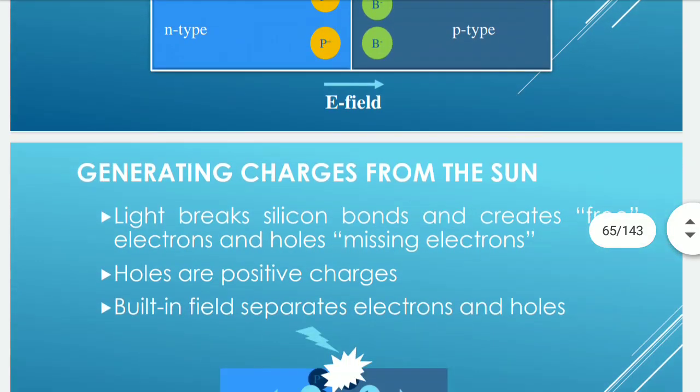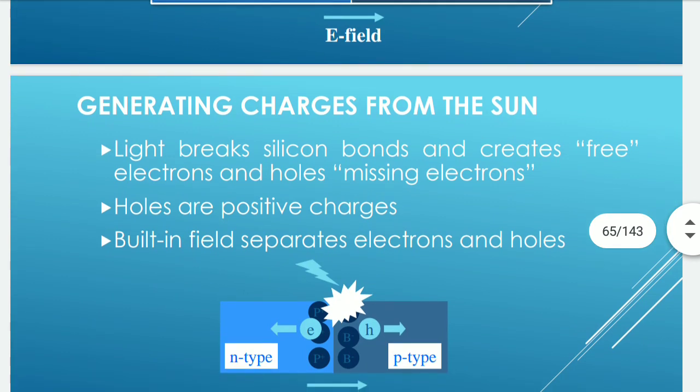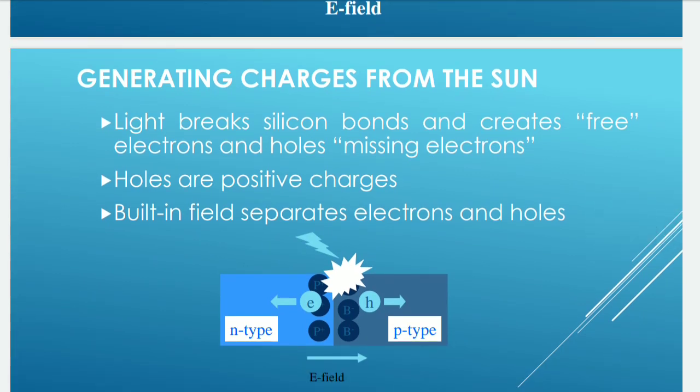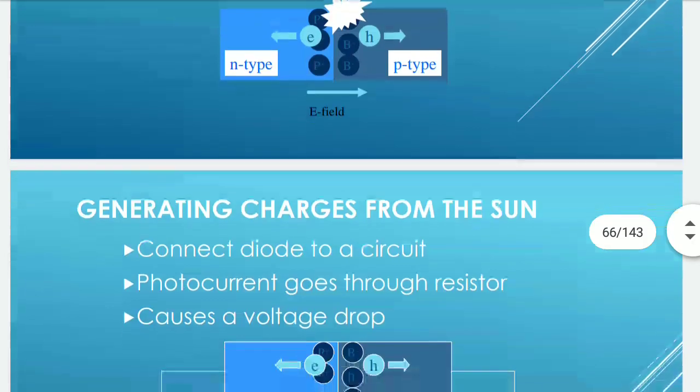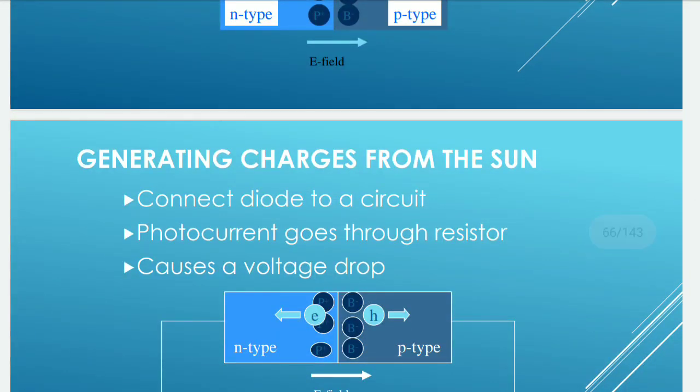Generating charge from the sun. Light breaks the silicon bond and creates a free electron and hole. Missing electron holes are positive charge. The built-in field separates electrons and holes. N-type and p-type, like electric field creation. Generating charges from the sun.